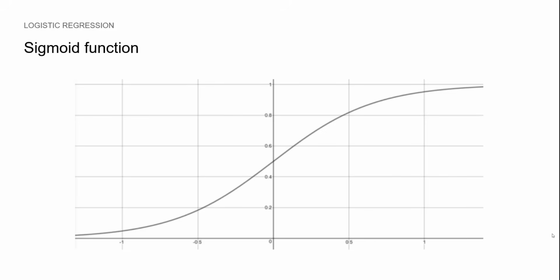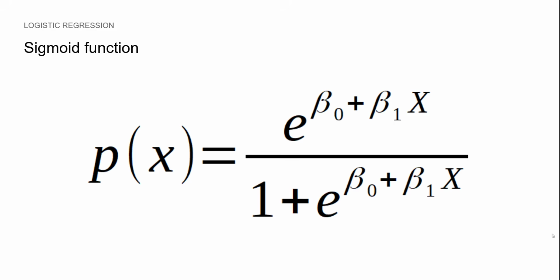Well, it just turns out that there is a function to do that, and it's the sigmoid function that you see on the screen. As you can see, as x approaches infinity, you approach 1, and if you go towards negative infinity, you approach 0. The sigmoid function is expressed like this, and here we are assuming only one predictor x. For now, we stick to one predictor to make the explanation simpler.